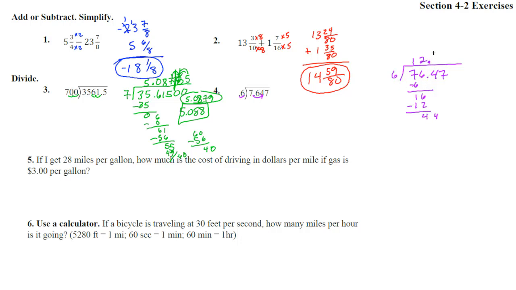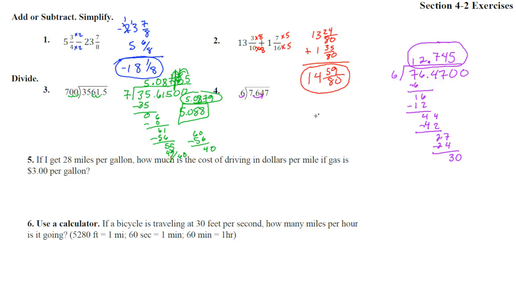6 goes into 44 7 times. That's 42. 20. Drop down the 7. 6 goes into 27 4 times. And that's 24. Subtract, and we get a 3. And now we have zeros if we want more decimal places. Oh, we only need one. 6 goes into 30 5 times. Hey, it stopped. That was pretty nice. Didn't have to worry about rounding on that one.